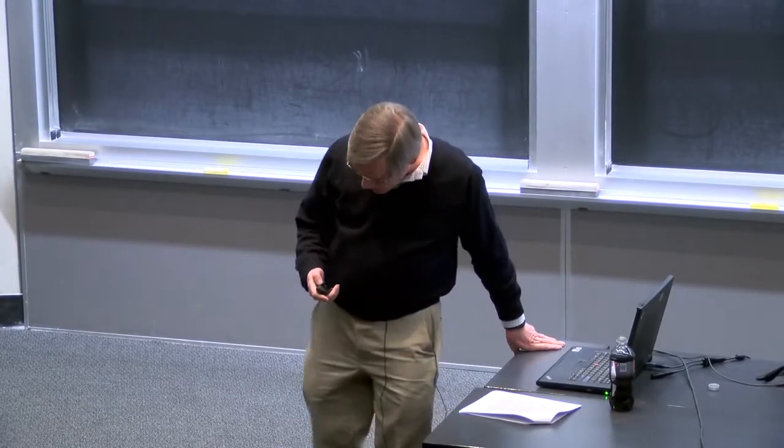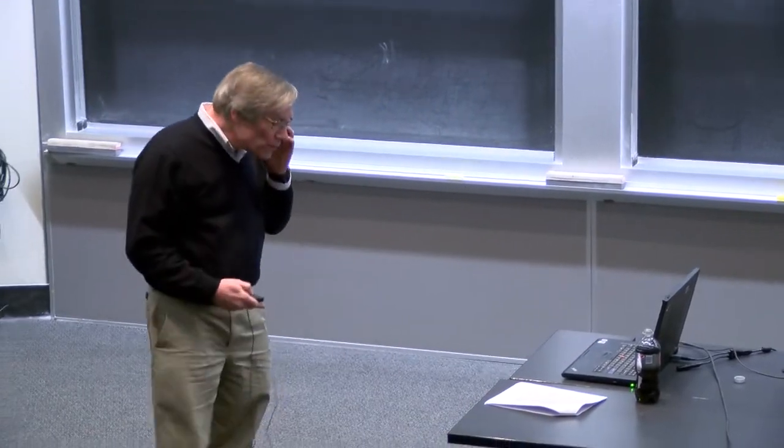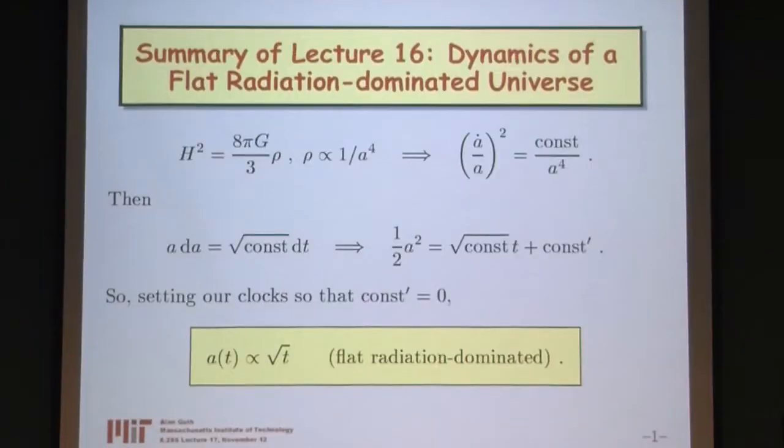Okay, in that case, let's get started first with our review of what we talked about last time. We began by talking about the dynamics of a flat radiation-dominated universe, which is very straightforward. We start with Friedmann's equation for a flat universe. For radiation, rho is proportional to 1 over a to the fourth. So that gets us a dot over a squared is equal to a constant over a to the fourth.